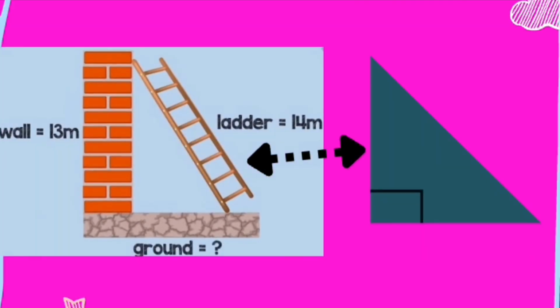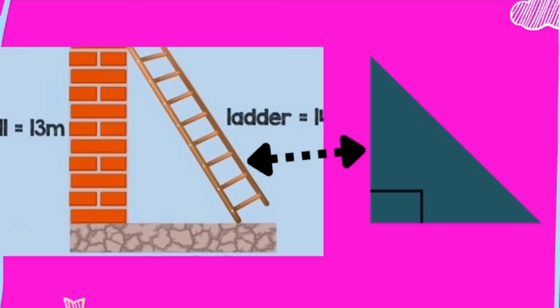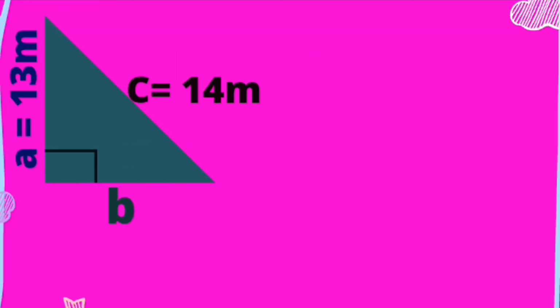Take a look at this picture. You'll find that it looks exactly like a right-angled triangle. We can use Pythagoras' theorem to find the distance of the ladder from the wall. So one of the legs, which is the wall, is 13 meters. Let it be A. And the other leg is B. The hypotenuse of the right-angled triangle is 14 meters. Now remember that Pythagoras' theorem is C squared equals A squared plus B squared.